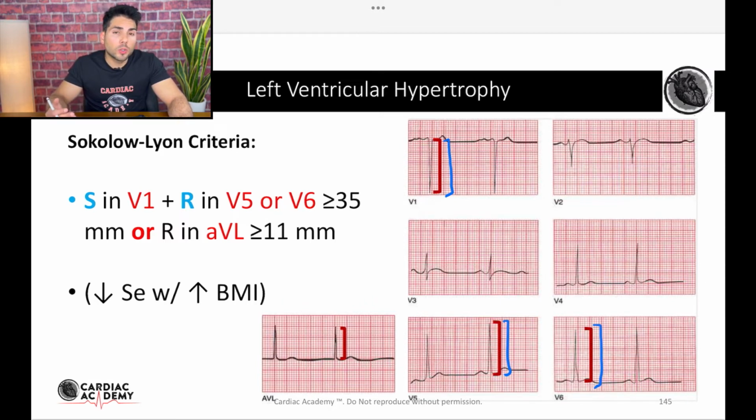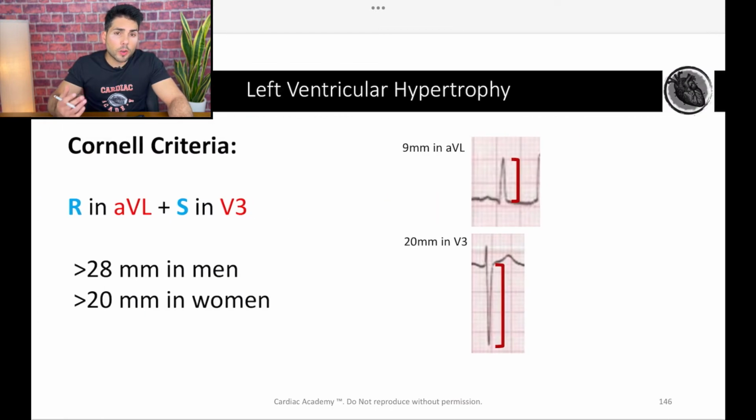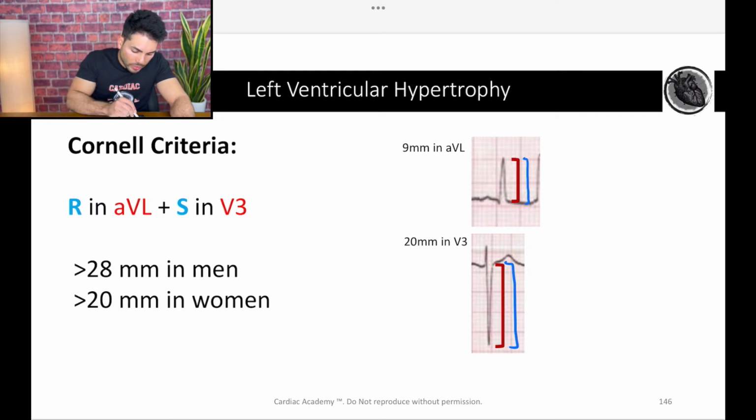In addition, you could also look at AVL. In AVL, if the R wave is taller than 11 millimeters, that's also positive for left ventricular hypertrophy, okay? Another criteria that you should learn is the Cornell criteria. For the Cornell criteria, you're gonna look at the R wave in AVL again, but this time you're gonna add it to the S wave in V3, okay? If it is a male, it should measure more than 28 millimeters. If it is a female, then 20 millimeters is enough to meet the criteria, all right?